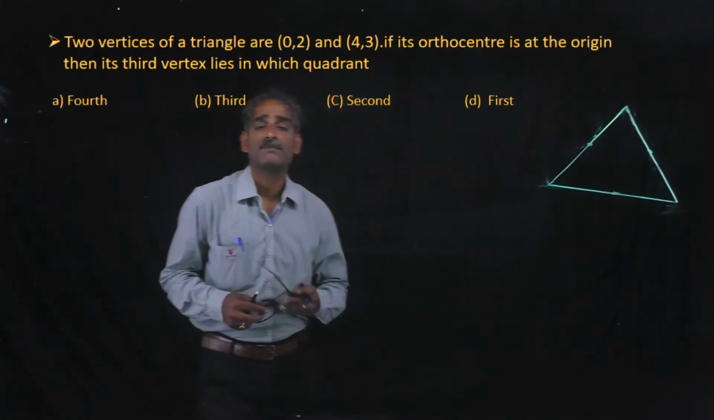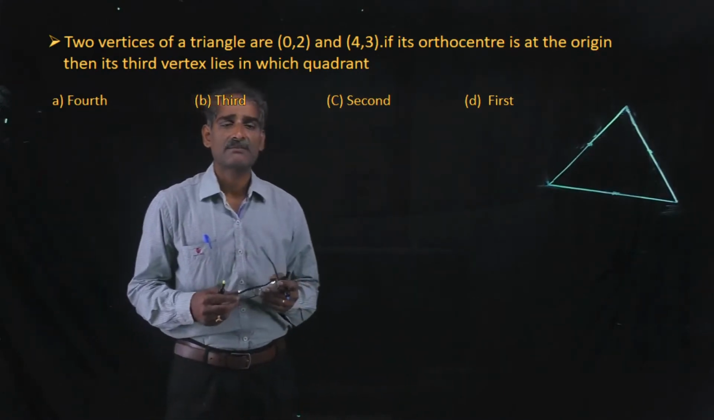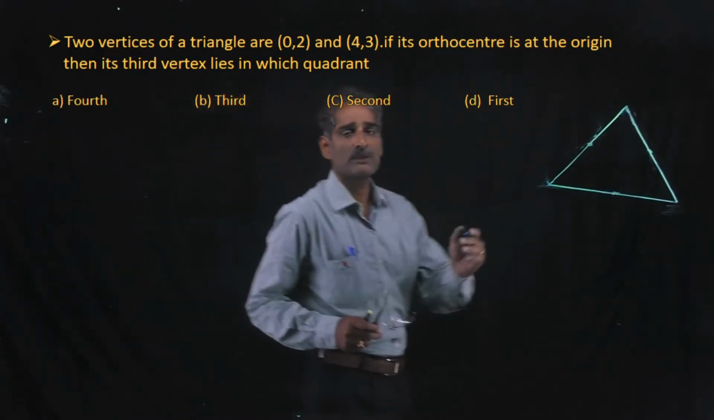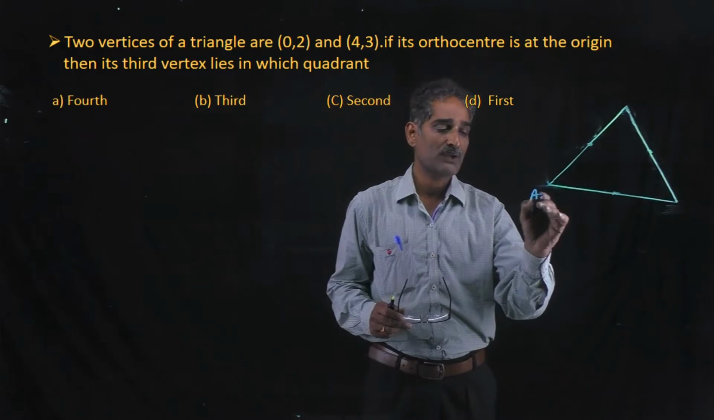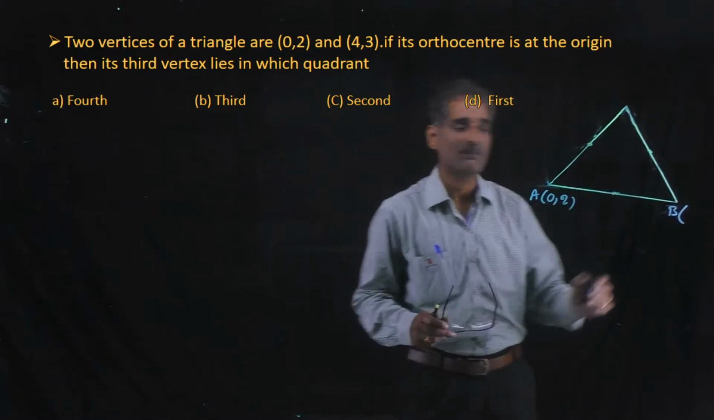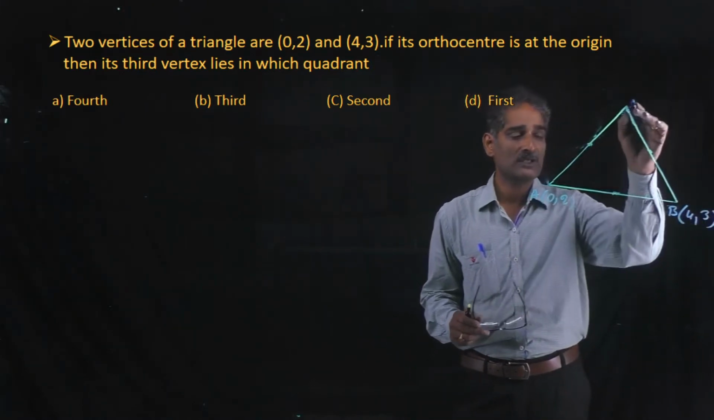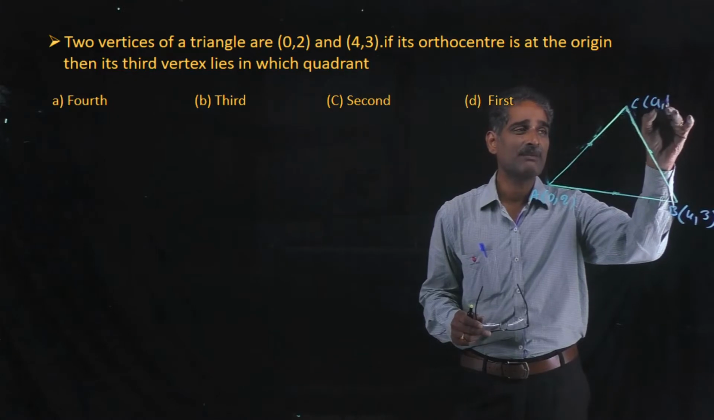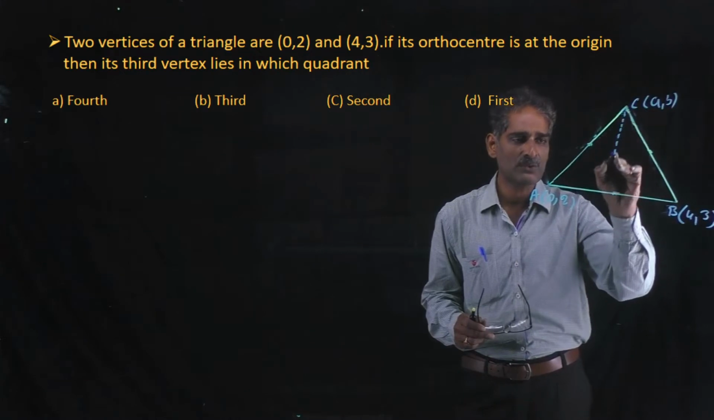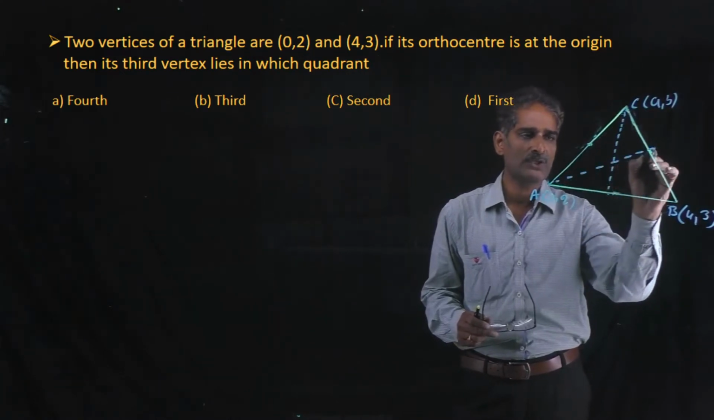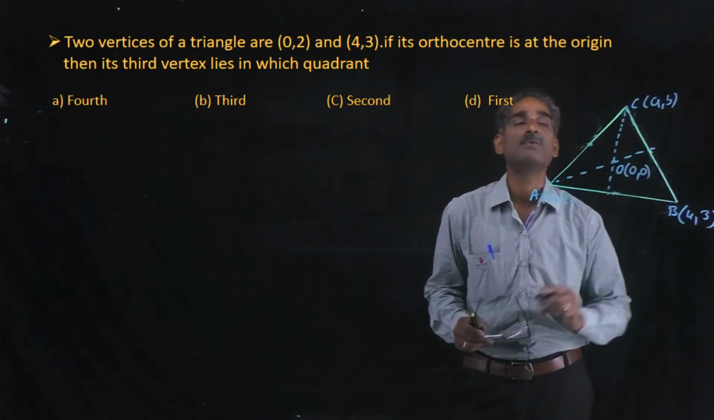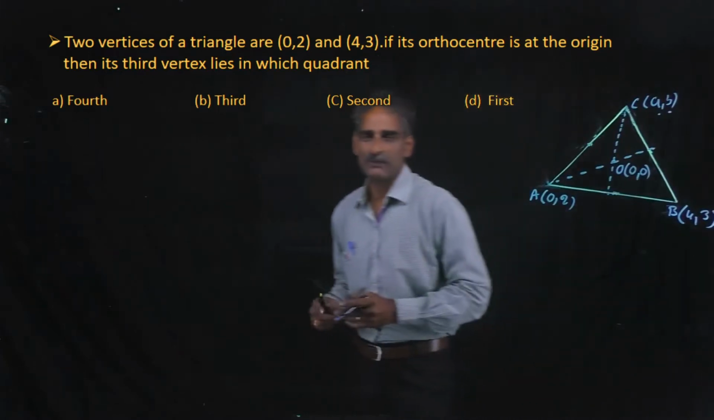See this problem? Two vertices of a triangle are given and its orthocenter is the origin. Find the third vertex. Let us assume the first point be A(0, 2), and the second one is B(4, 3). We have to find the third vertex. Let us take this as C(a, b). And the orthocenter of this triangle is (0, 0). Orthocenter means the altitudes' intersecting point. Suppose these are the two altitudes. This intersecting point is nothing but the orthocenter, that is (0, 0). We have to find the a and b values.